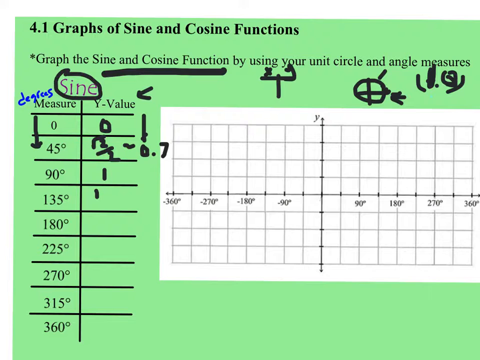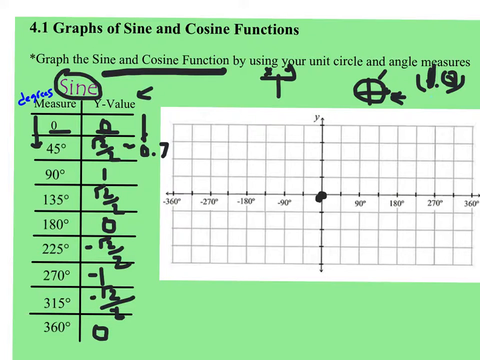135 is also radical 2 over 2. 180 is going to be 0. 225, by using the unit circle, is negative radical 2 over 2. Then 270 is negative 1, and then negative radical 2 over 2 again. And back to 360, which is the same as 0, so you get 0. So if I create this graph, my x value is 0 and my y value is 0, so that once again is the origin.